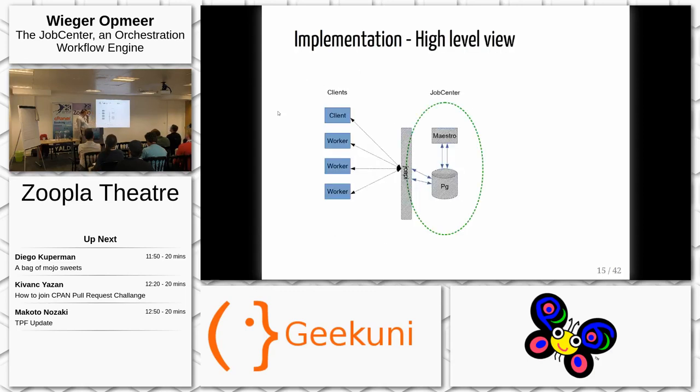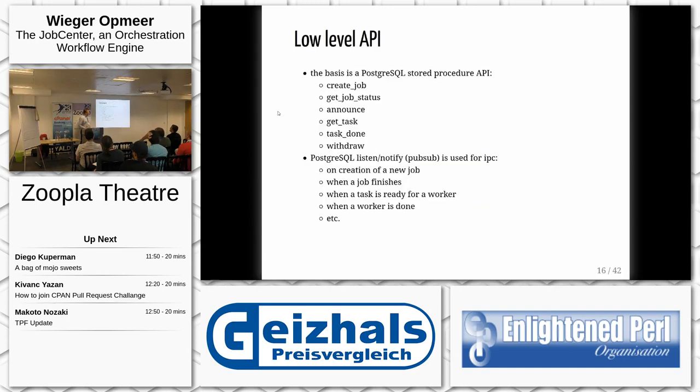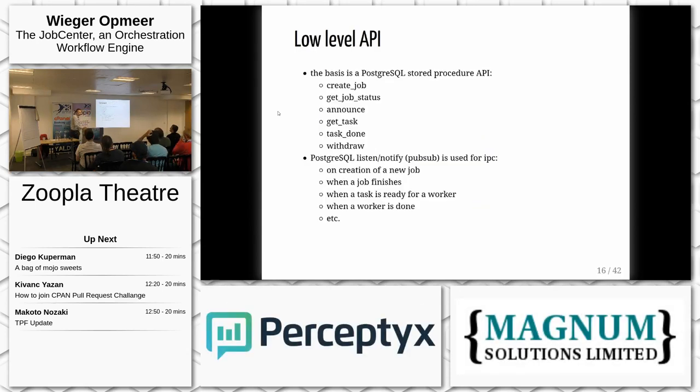A picture, one of the few pictures in this presentation. Very simple picture, as in there's the JobCenter itself, consisting of the Postgres database, a process called the Maestro, and an API. And then there's clients and workers. The important thing to note here is that the Maestro and the API are separate entities, and they don't communicate with each other. Everything is actually done via the database. Because there's a low-level stored procedure API that's actually doing everything.